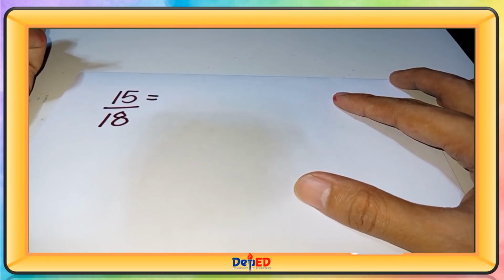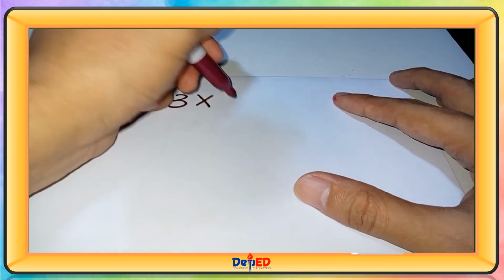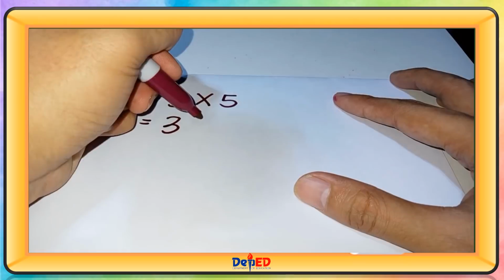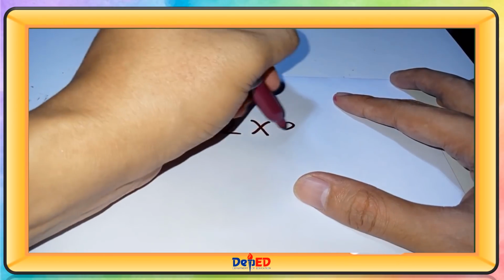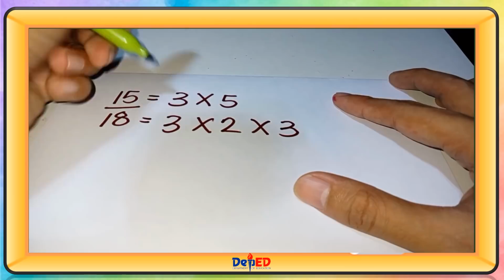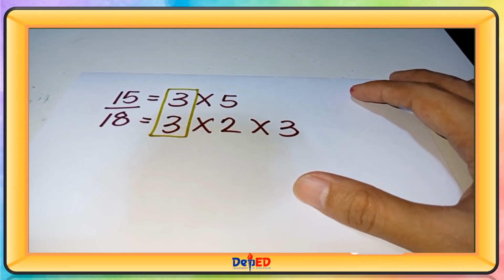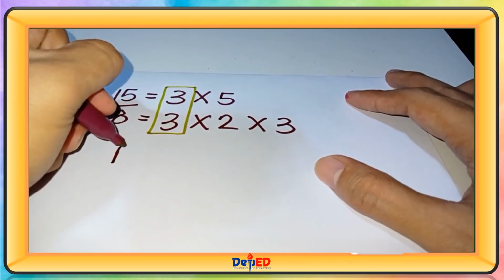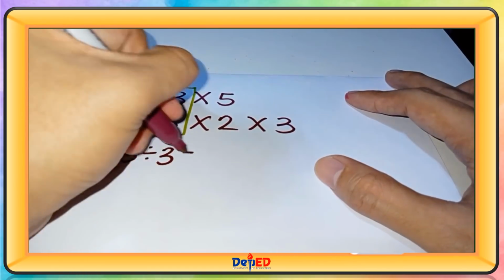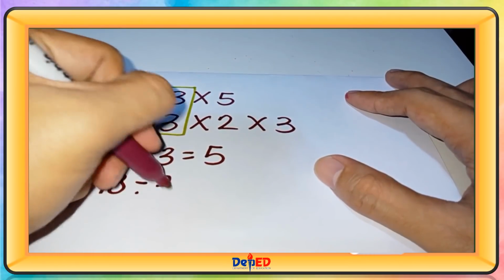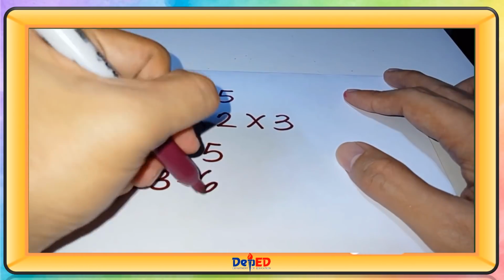15/18. The prime factor of 15 is 3 times 5. 18 is 3 times 2 times 3. We have one common factor, which is number 3. 15 divided by 3 equals 5. 18 divided by 3 equals 6.